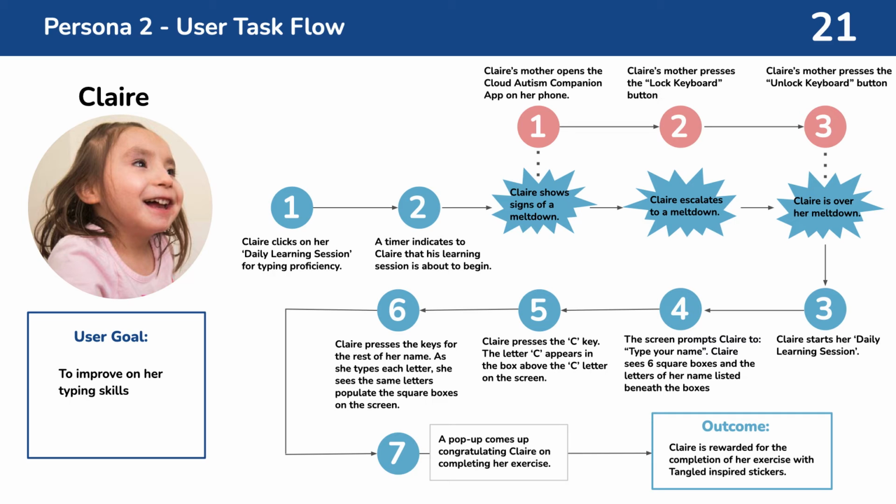As Claire types each letter of her name, the letters appear inside the respective box. Once Claire finishes typing her name, a pop-up will appear congratulating Claire on completing her exercise. Claire is then rewarded for the completion of her exercise with Tangle-inspired stickers.